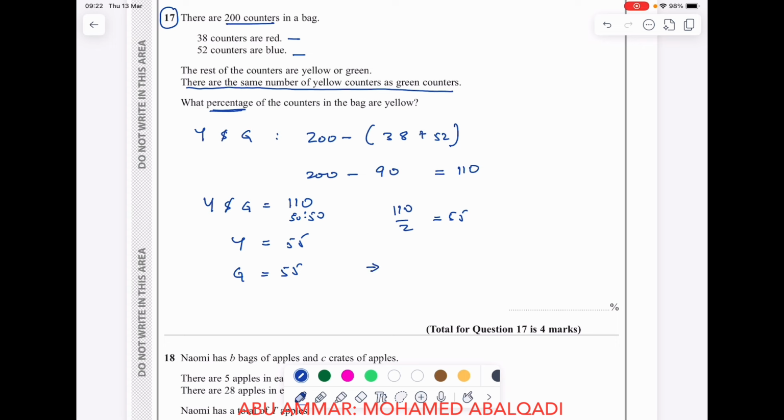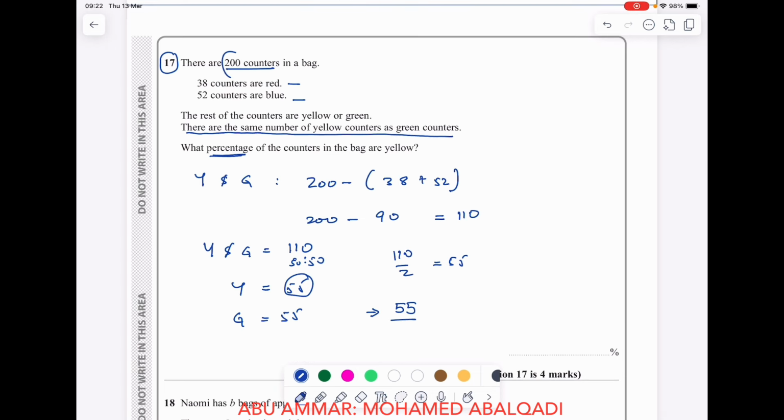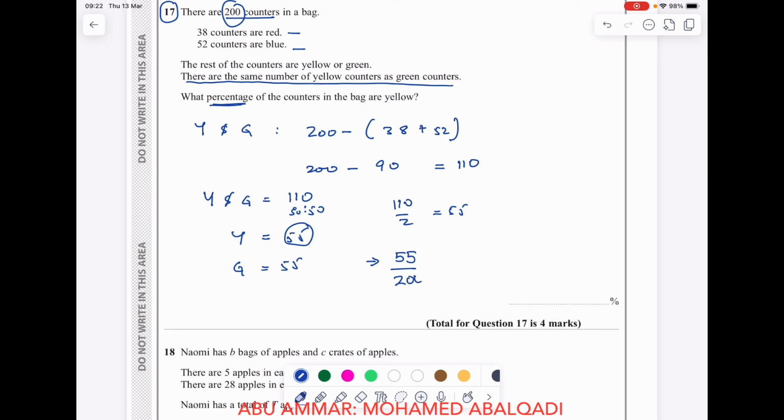We know the yellow counters are 55 over the total amount, which is 200, and to find the percentage of the yellow counters, we simply multiply this by 100. We can cancel out the 0, 2 at the bottom and 2 at the top. So 55 divided by 2 gives you 27.5%. So the percentage of the counters in the bag that are yellow is 27.5%.